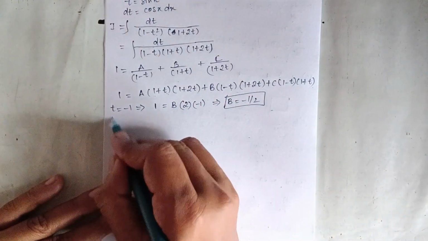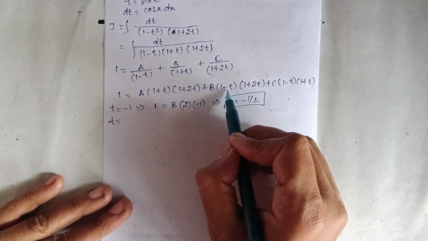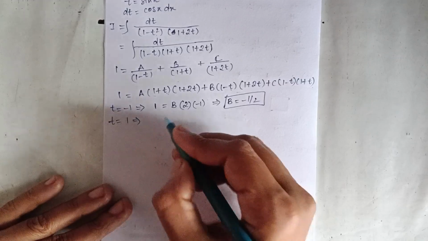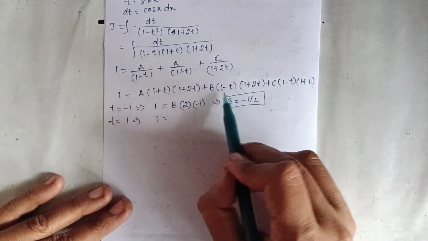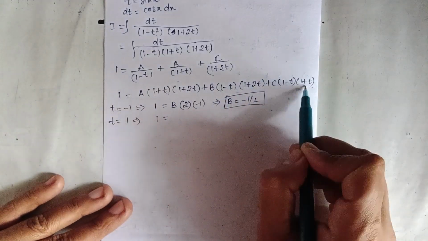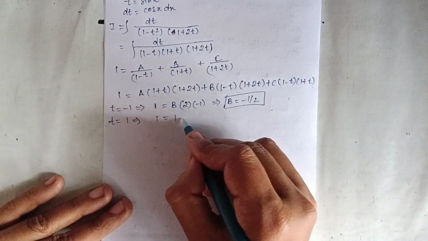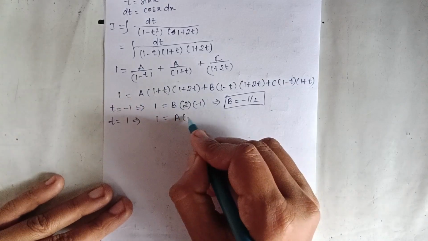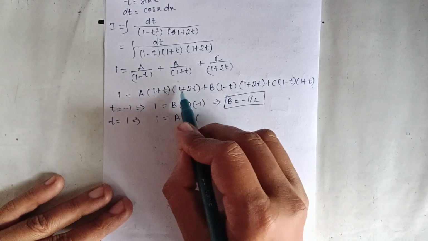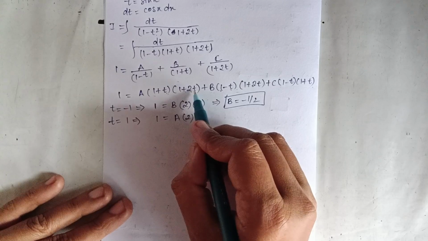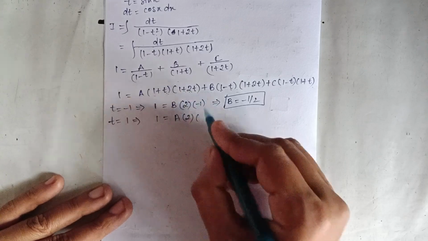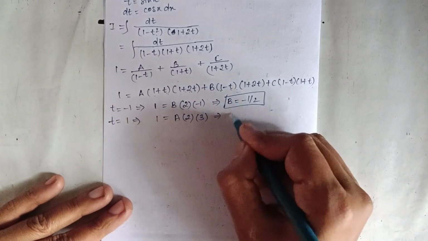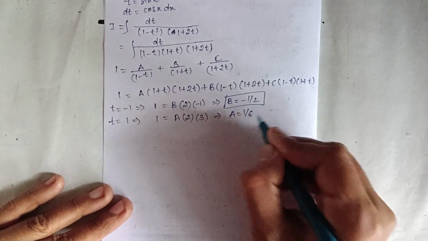Okay. t equal to 1. So if you put t equal to 1, this and this term go, only A remains. A into 1 plus 2 into 1, 2 plus 1, 3. So A is 1 by 6.